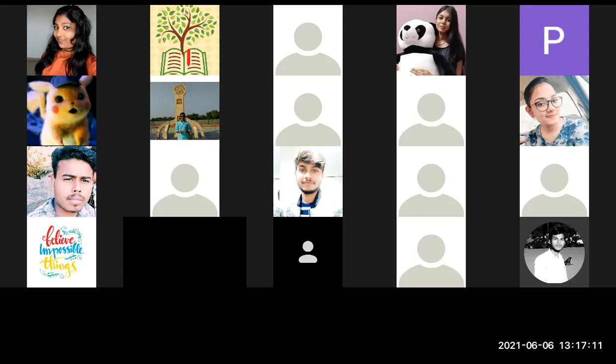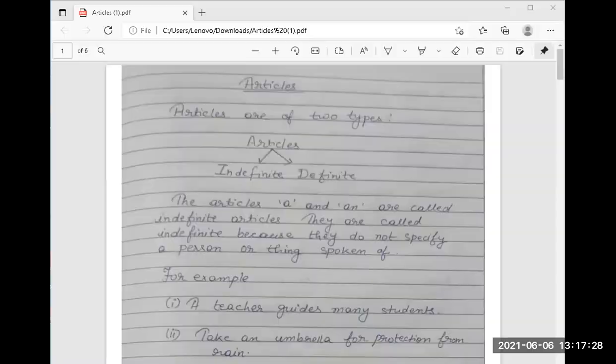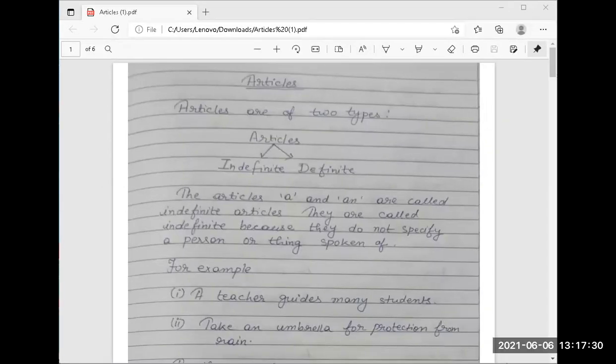Because I think the introduction of the topic is far more important than going through the notes. Okay, now sharing my screen. Are you able to see the screen? Now articles are of 2 types: indefinite and definite.